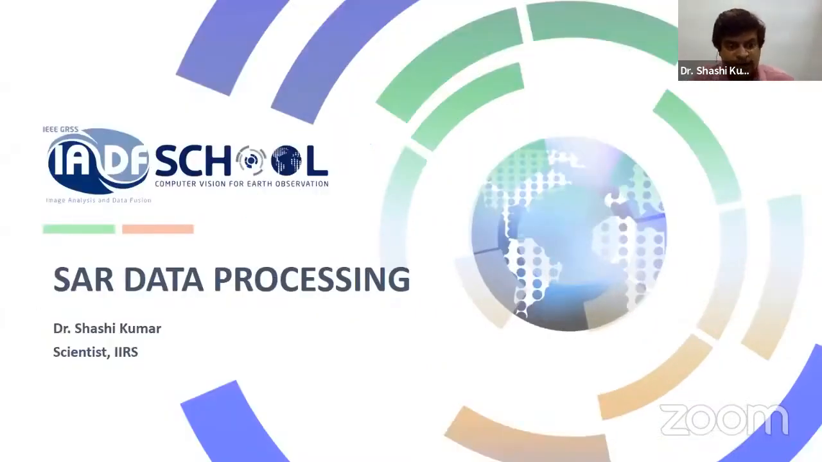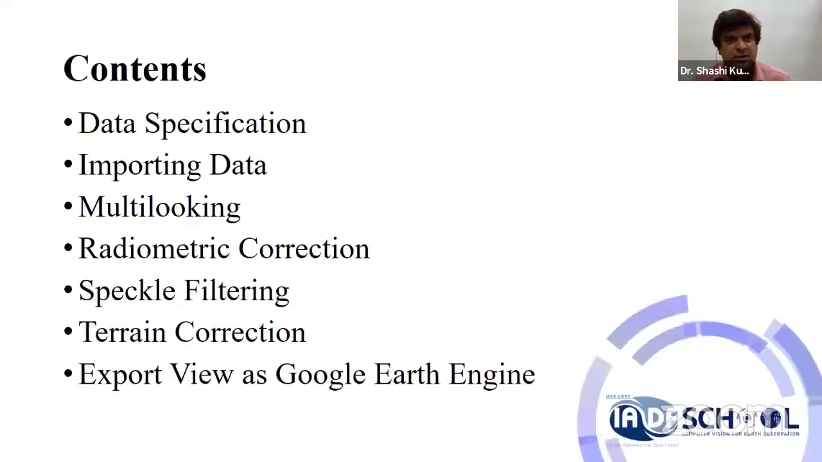Now in the SAR data processing, we are going to do the radiometric calibration and the orthorectification of the SAR data set. First we are going to see in the slides the data specification. Then we are going to import the data set in the software. Then the multi-looking will be performed. In the multi-looking, both operations will be performed: slant to ground range conversion to minimize the slant range ambiguity, as well as multi-looking to generate the square pixel. So in the same multi-looking operation, both will be performed.